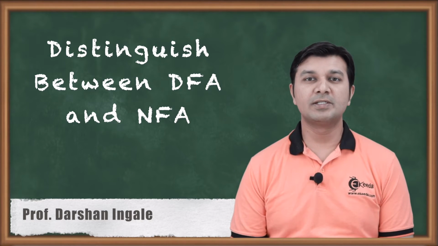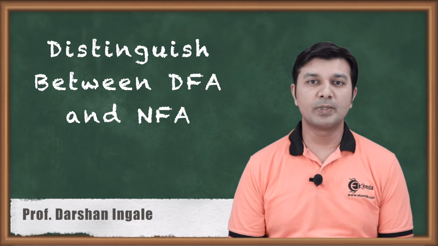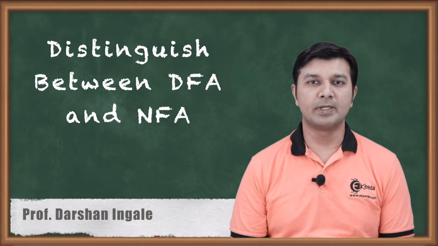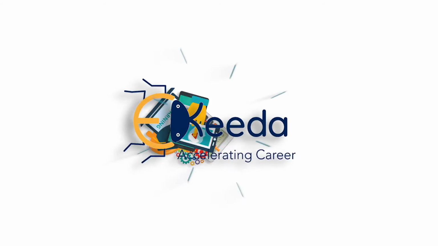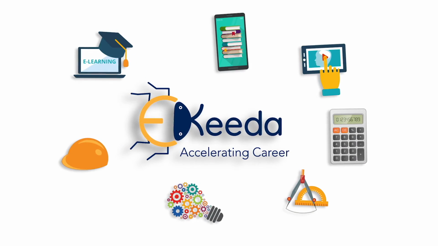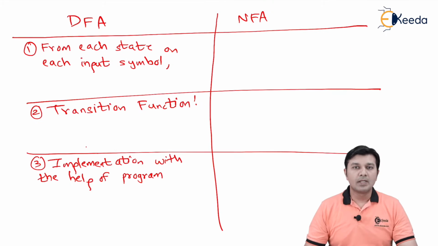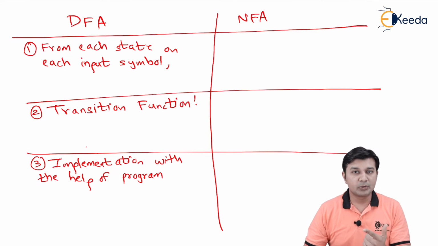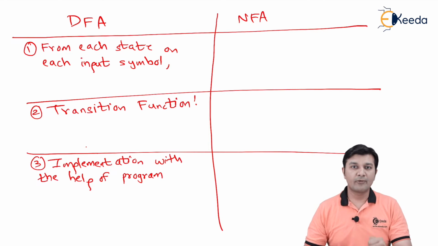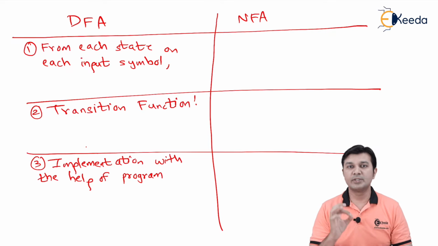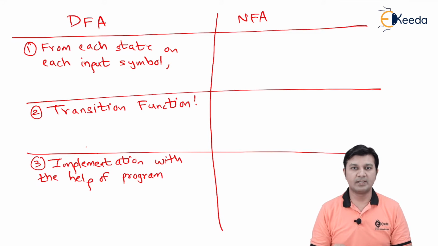Here we are going to study the distinction between deterministic finite automata and non-deterministic finite automata. Now coming on to the first point of the distinction. When I talk of deterministic finite automata, we just now discussed that in DFA, from each state on each input symbol, there is going to be exactly one transition. Whereas in NFA, from each state on each input symbol, there can be 0, 1 or more than one transitions. So that forms the first point of the distinction.